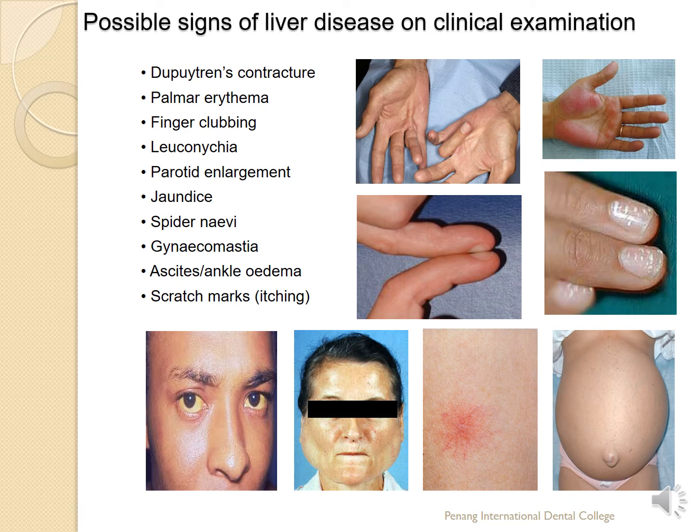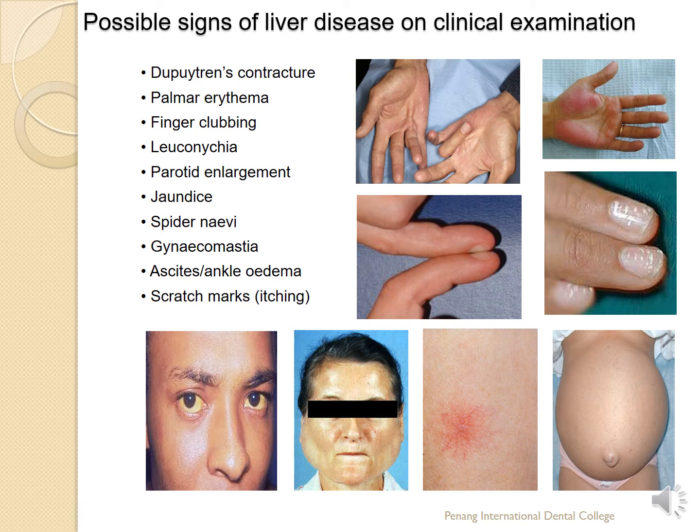So how can patients with liver disorder present? Just look for these signs when the patient walks into your clinic, especially when he says that there is a history of jaundice. The patient can have Dupuytren's contracture, which is the contracture of the hand, as in the picture on the left side.